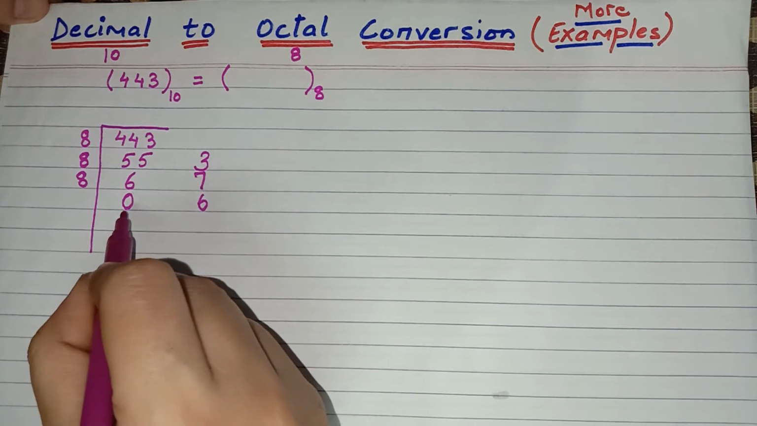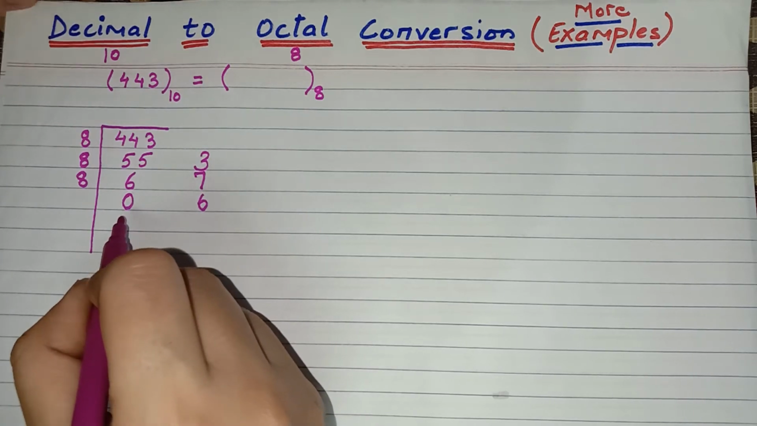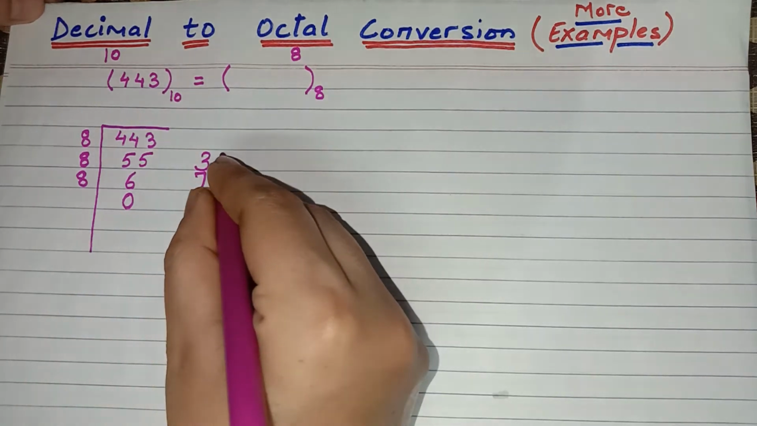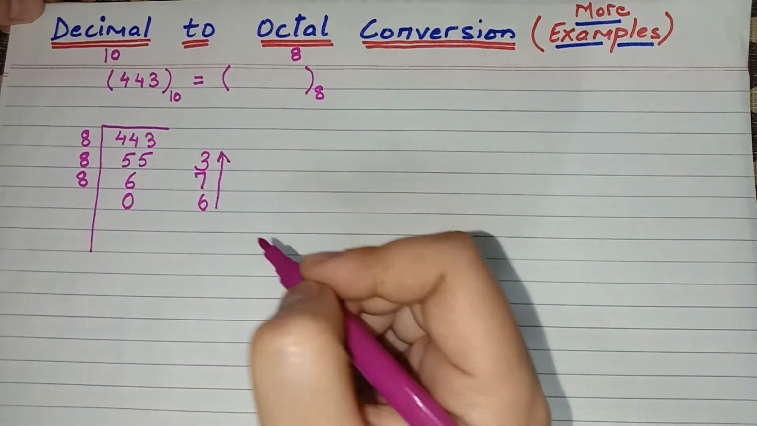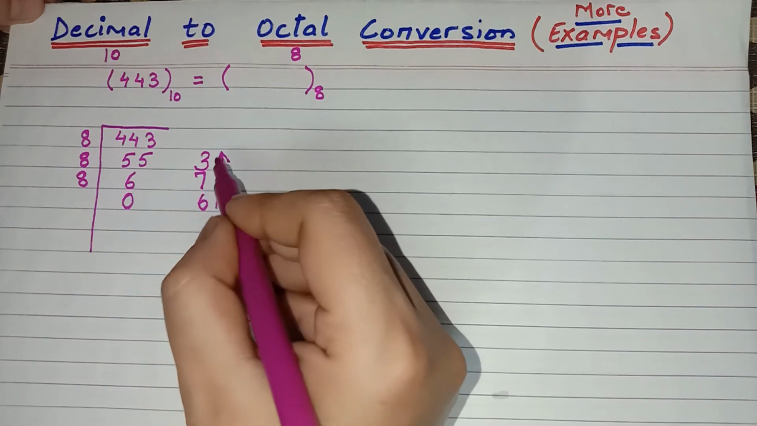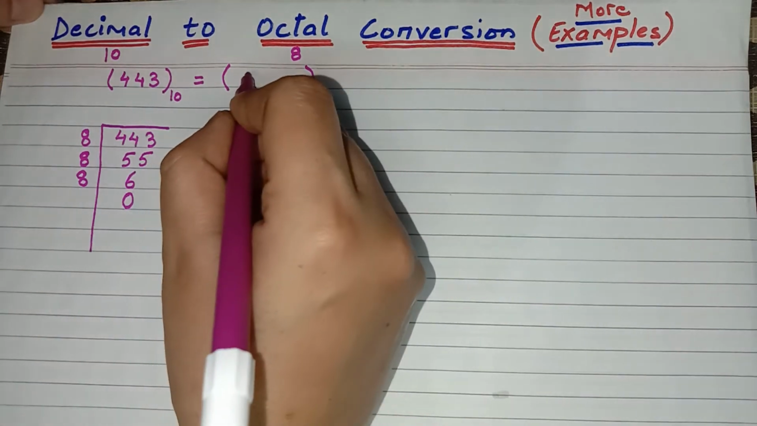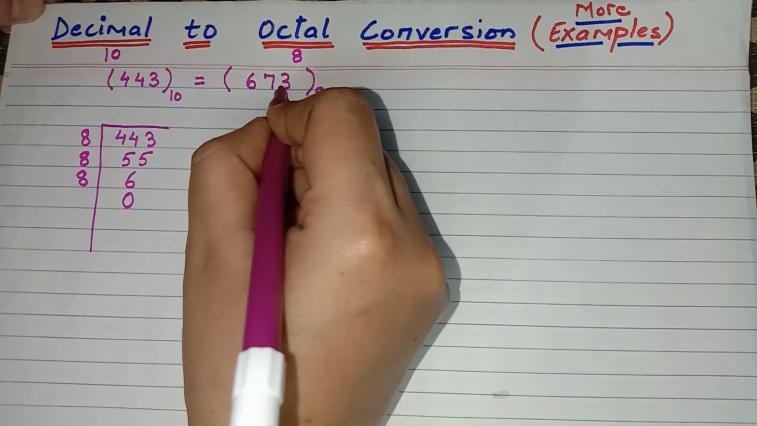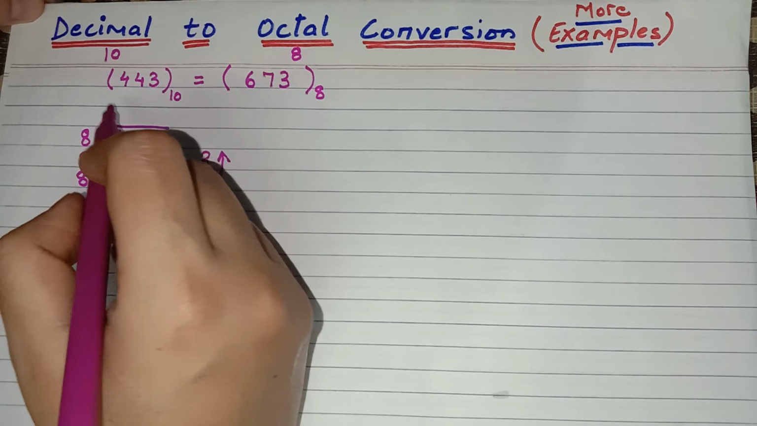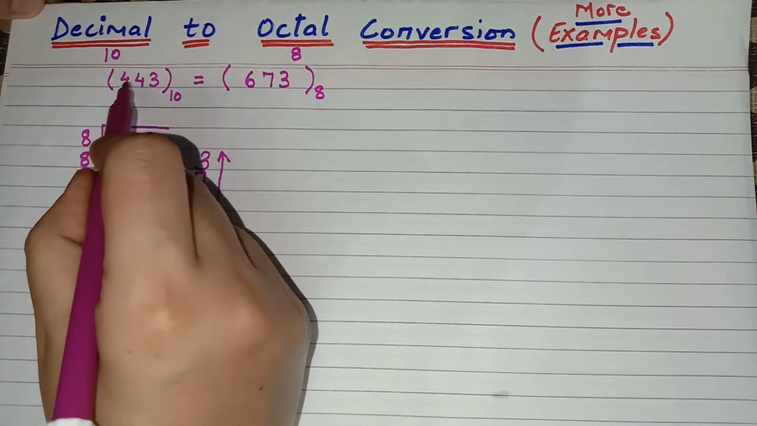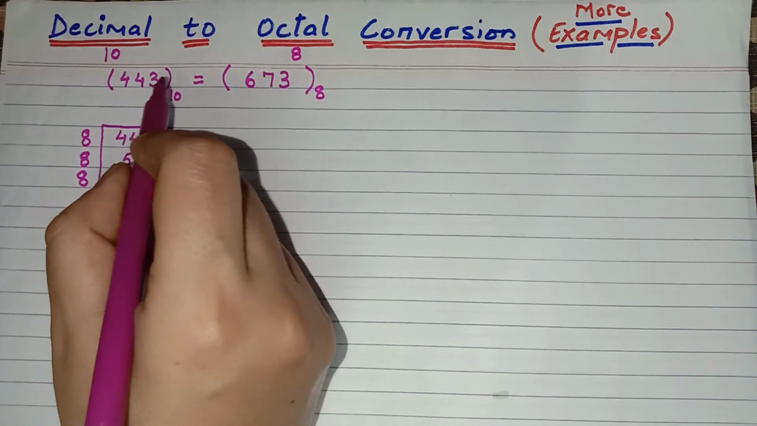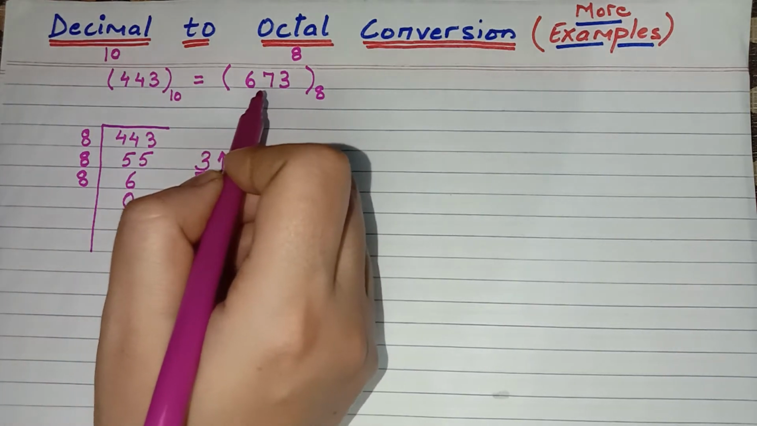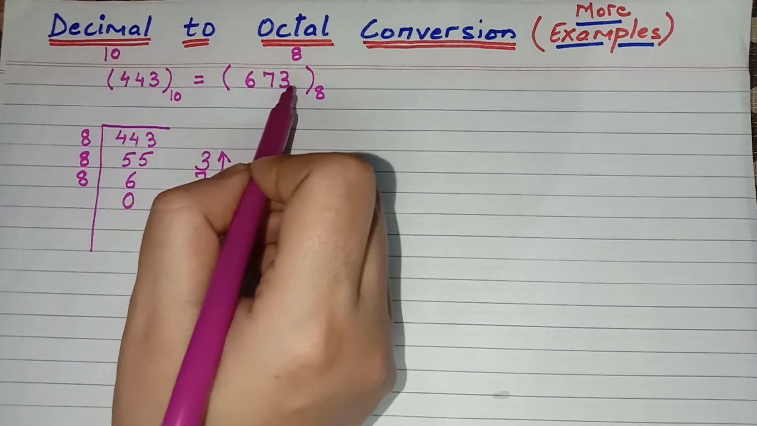As we have got 0 over here, that means we have to stop the division over here and the result will be taken upwards. That is 6 7 3. So the result is 6 7 3. Here the decimal number 443 is converted into octal number and the equivalent octal number is 673.